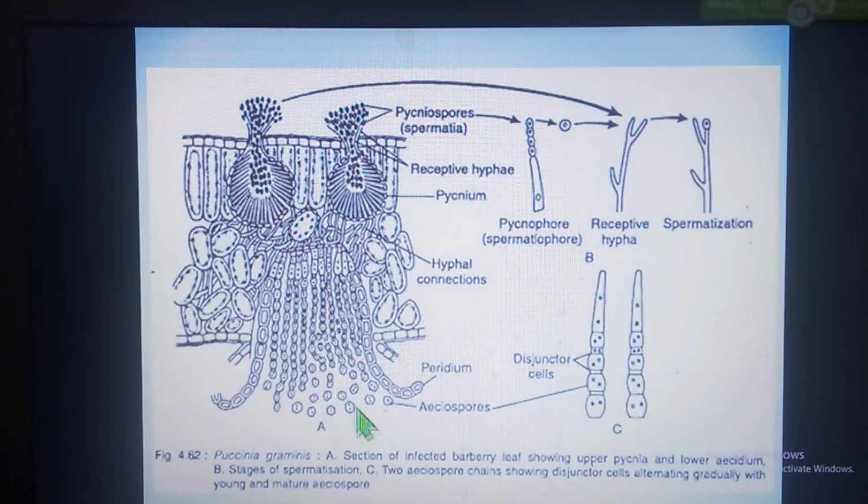When these archaeospores are released to the outside environment, they are dispersed by the air current, and they can infect only the graminaceous host, that is the wheat plant, the primary host. After falling on the wheat plant, the stem or the leaf, they germinate by producing a germ tube that will penetrate inside the host and establish infection.